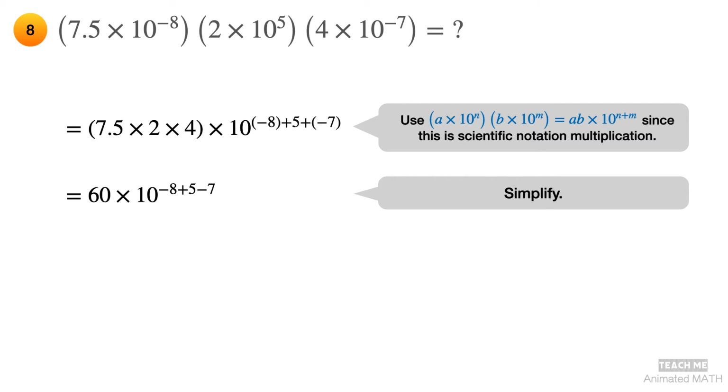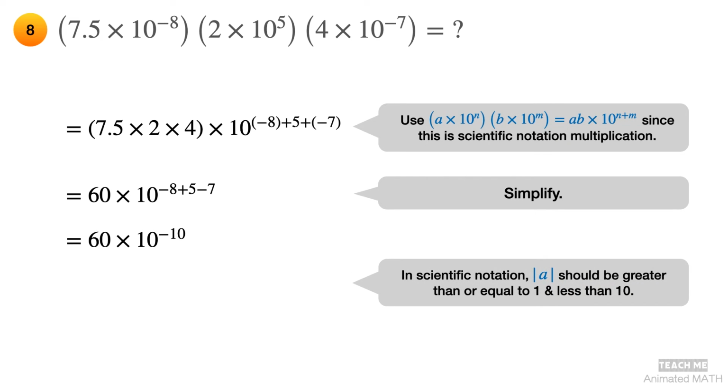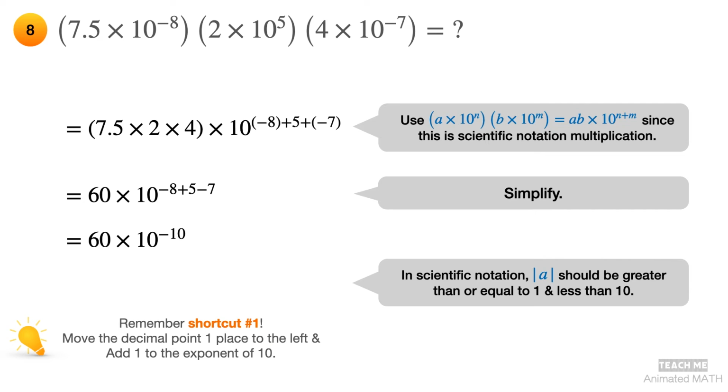7.5 times 2 times 4 is equal to 60, and negative 8 plus 5 plus negative 7 is just negative 8 plus 5 minus 7. Simplifying it will give you 60 times 10 raised to negative 10. Oops, the coefficient 60 is greater than 10. So, convert it into scientific notation by using shortcut number 1 again. This will give you a final answer of 6 times 10 raised to negative 9.